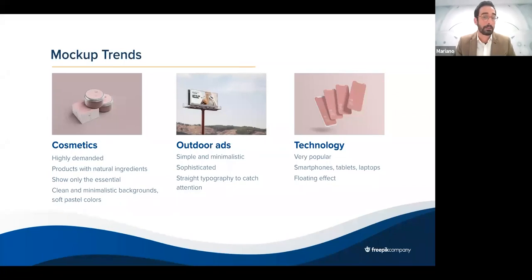One of the most important is cosmetics. It's a huge trend for this 2021, especially because skincare and makeup products are becoming very popular these days, especially the ones made with natural ingredients. That's why there is a preference for minimalist compositions, highlighting only the essential, like the product, and leaving aside all the unnecessary elements, let's call them the toxic ingredients.